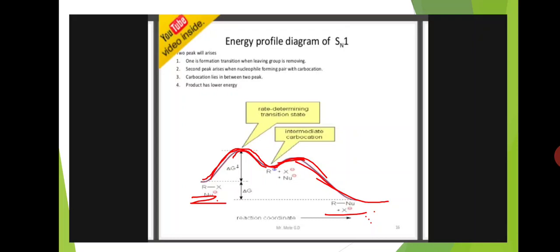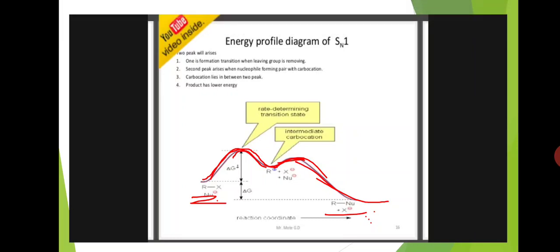Now the energy profile diagram of SN1. In this SN1 reaction, we observe two peaks. First, down here, the alkyl halide RX is there. After elimination of the halogen from this RX alkyl halide, the cation is formed here.